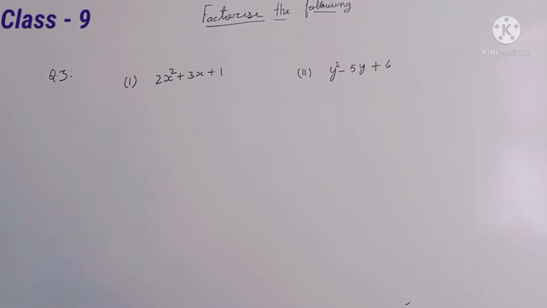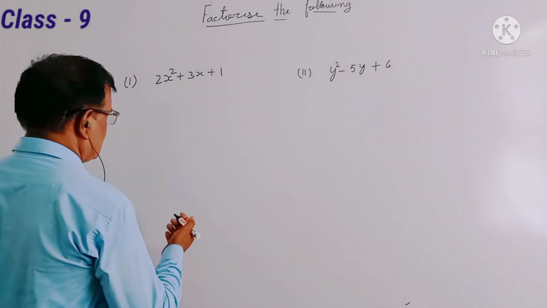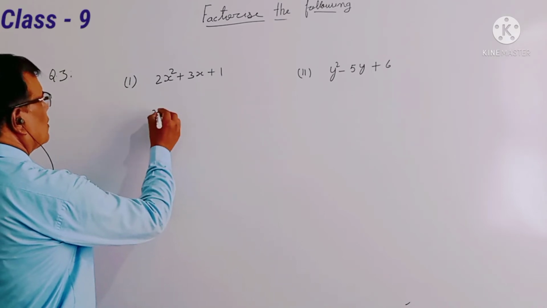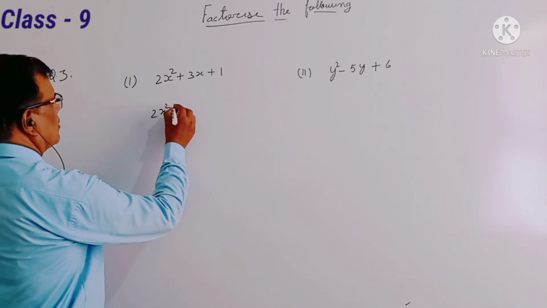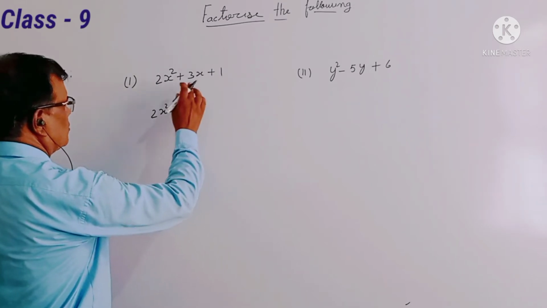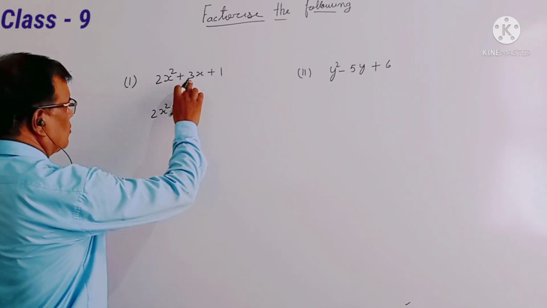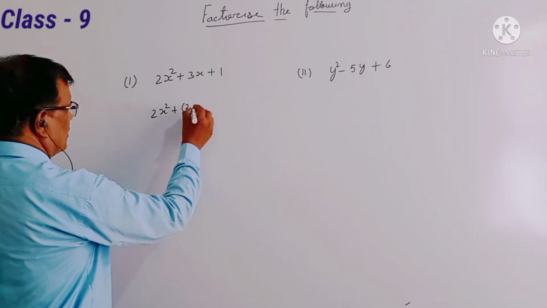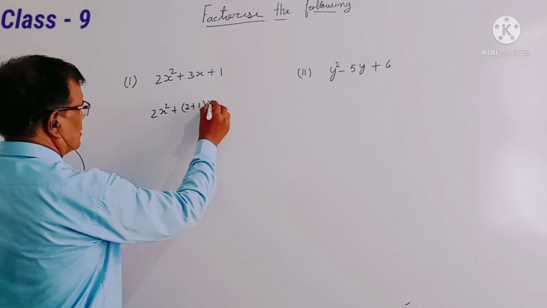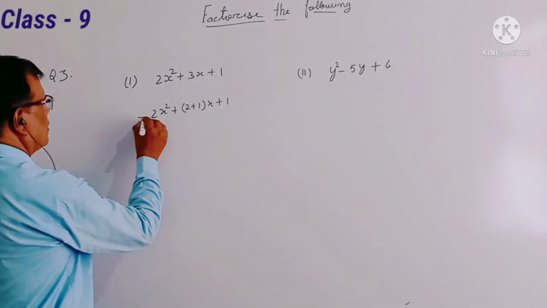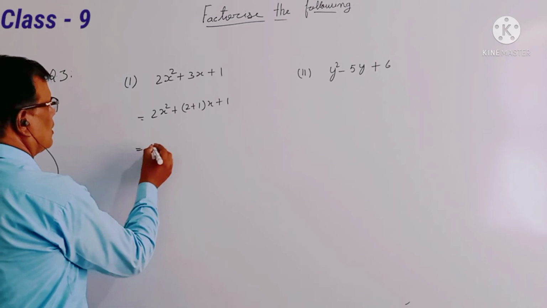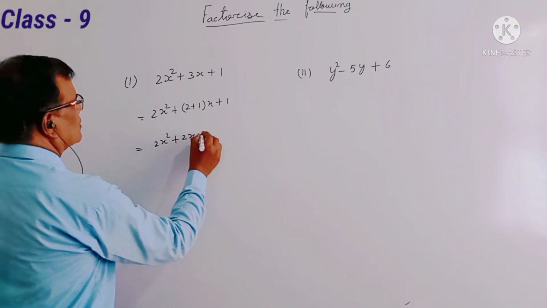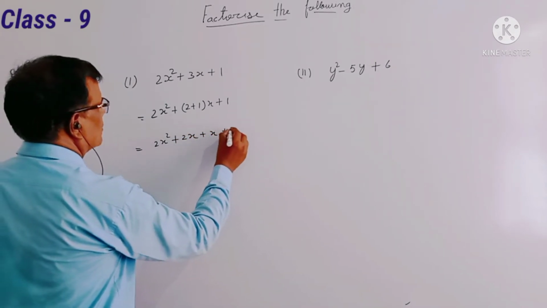Now we are going to solve question number 3. Factorize this one. Now we can think here 2x square, it is 1 times 2, then here 3 we will break, 2 times 1 is 2, 2 and 1 it is 3. Now we can write this way also, 2x plus 1 and x plus 1, or we can break the bracket and write it 2x square plus 2x plus x plus 1.